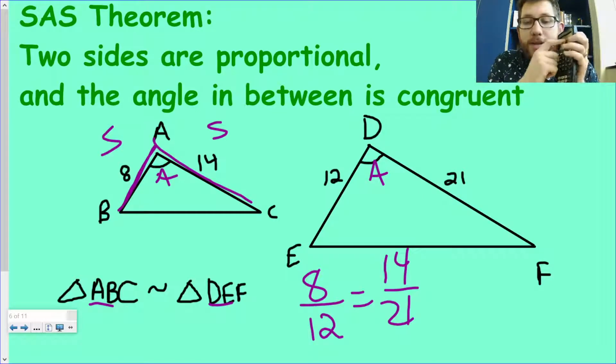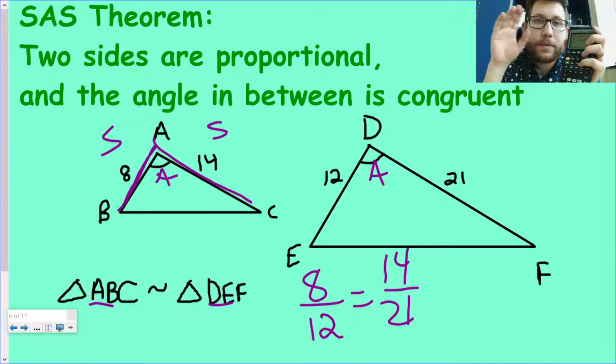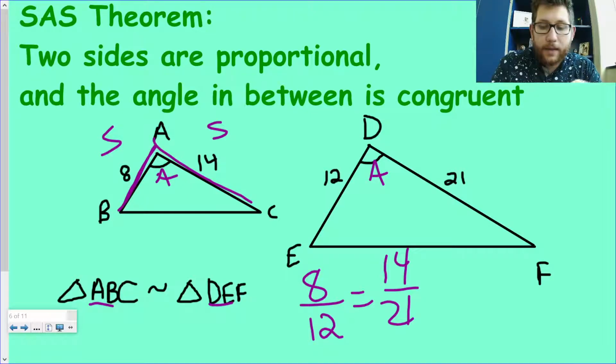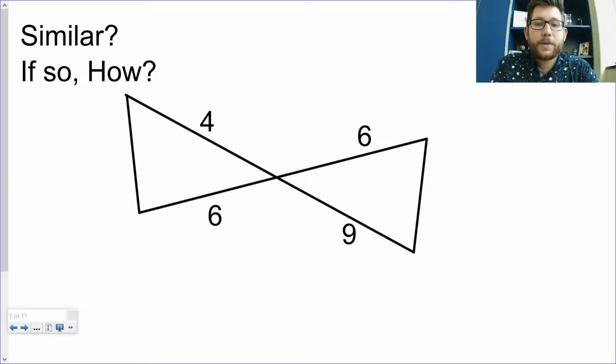If that number isn't the same when I set it up on my calculator or on Desmos, I would do it two separate times, 8/12 and 14/21. If they're not the same, they cannot count. You cannot count the sides. So let's look at a couple options here.